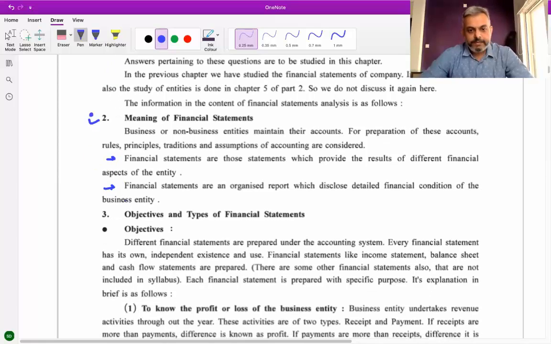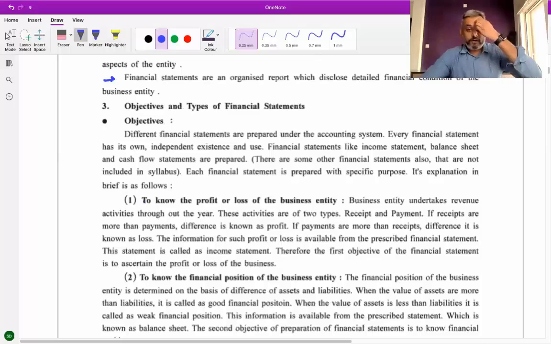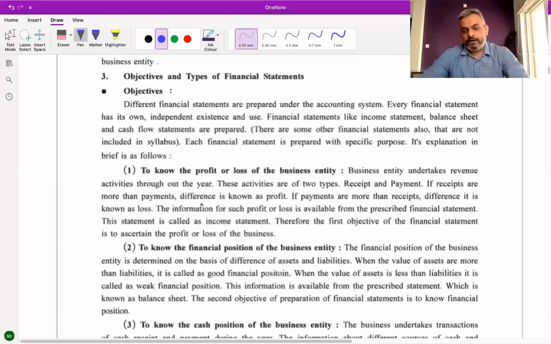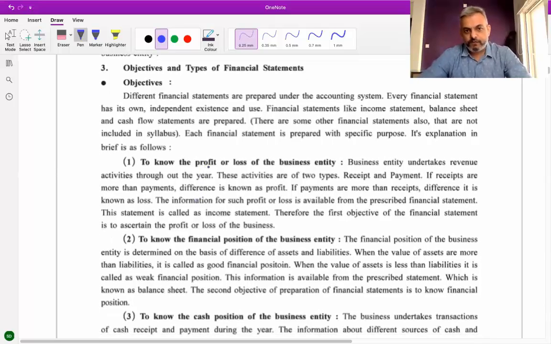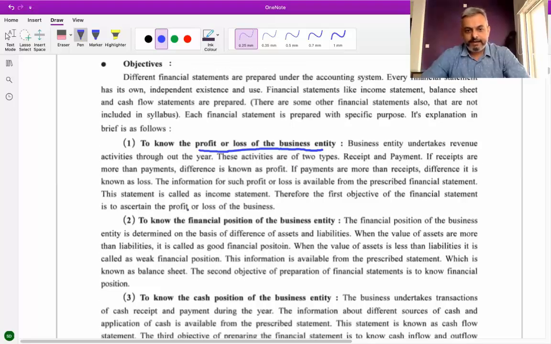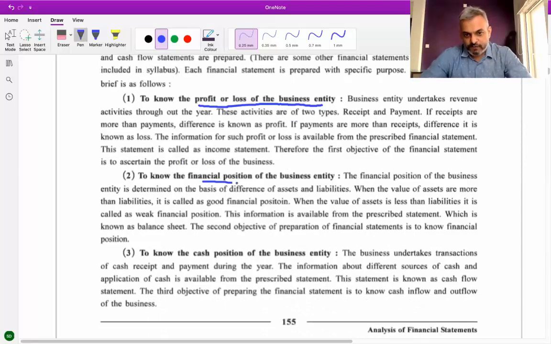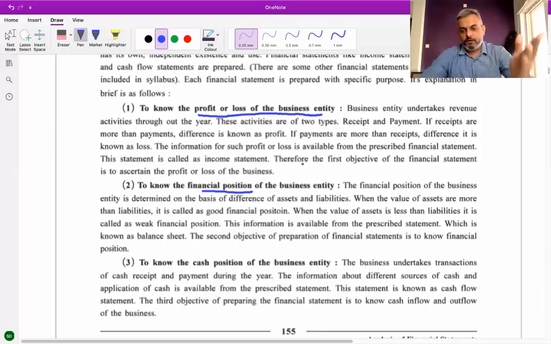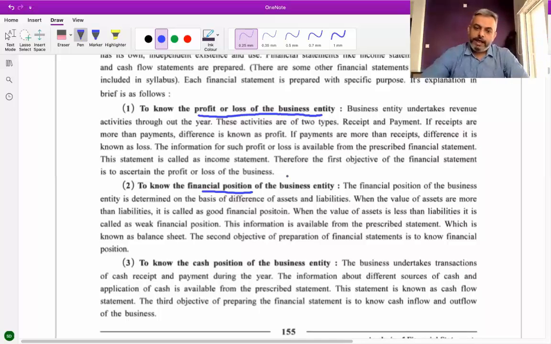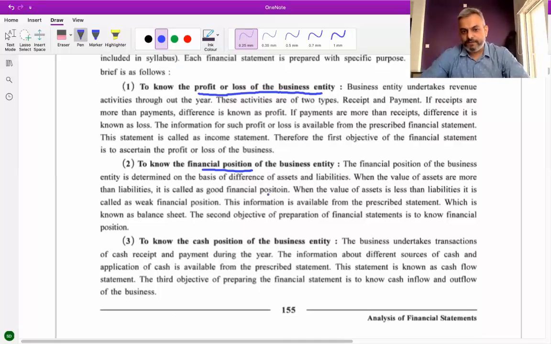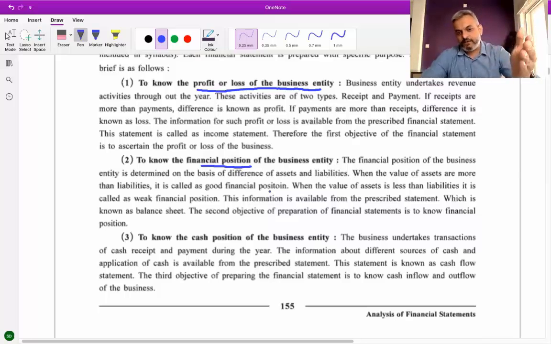Okay. Then objective. Now what's the objective and what are the types of financial statements? So we know that the purpose to make a financial statement is to know profit or loss of the business entity, then to know the financial position of the business entity. So to know the profit and loss of the business entity, we go for the statement of profit and loss, and to know the financial position of the business entity, we check the balance sheet. Okay, so these two.